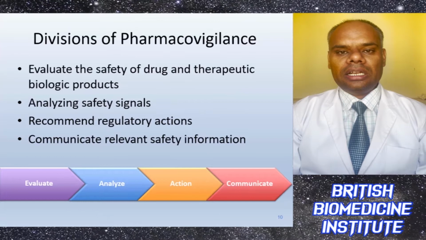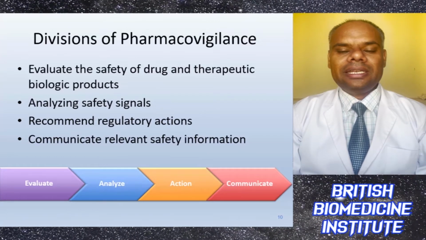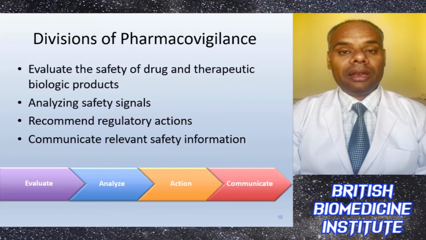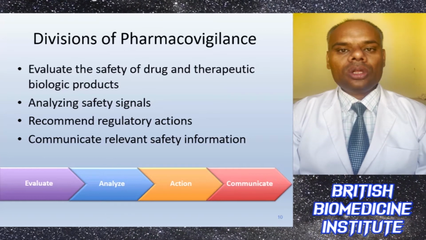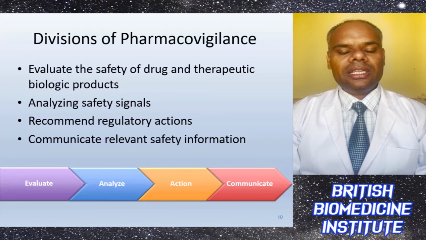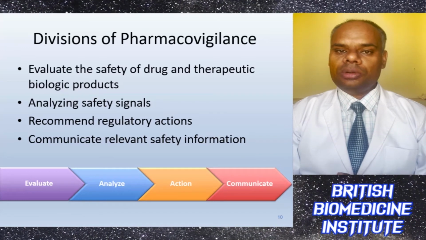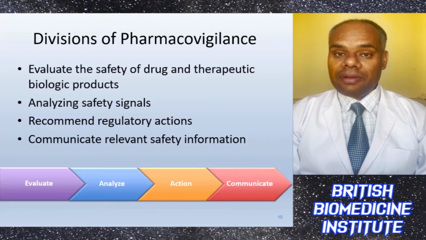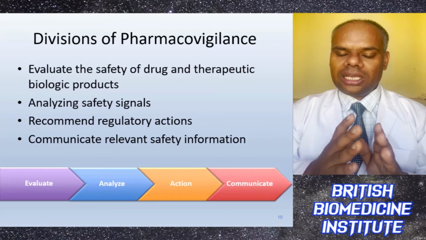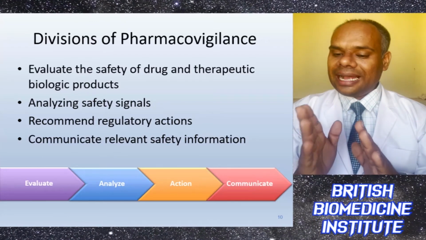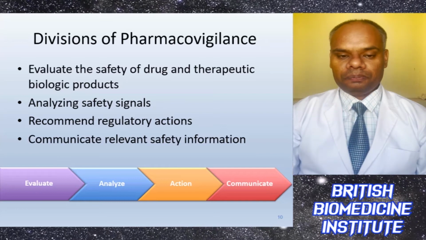The Division of Pharmacovigilance helps in evaluation of the safety of medicines and therapeutic biological products. It also analyzes safety signals, recommends regulatory actions to be taken, and communicates relevant safety information. So they move in a sequence: evaluate, analyze, act and communicate.